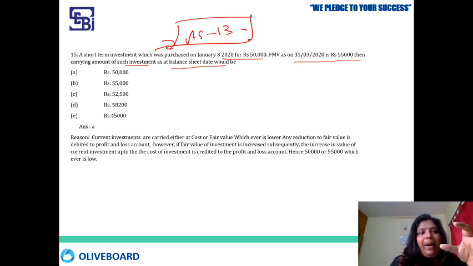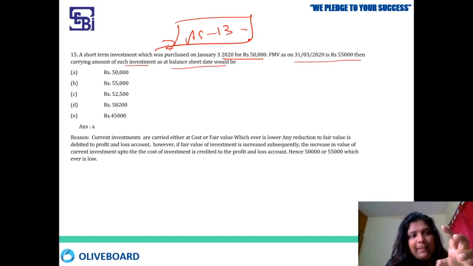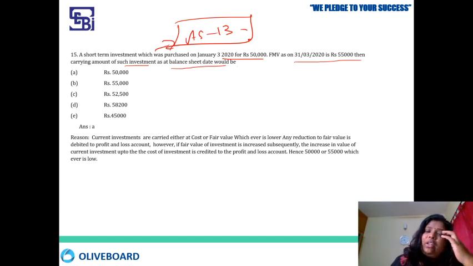And please remember, as per this standard, investments are divided into short-term investments and long-term investments. If it is a short-term investment, it should be valued at its cost or its FMV, whichever is lower. All right, fair market value or cost, whichever is lower. Every balance sheet date, you have to do this analysis. Whichever is lower is carried. Suppose your cost is less than the fair market value, no problem, you carry it at cost. Suppose your fair market value is lesser than your cost.